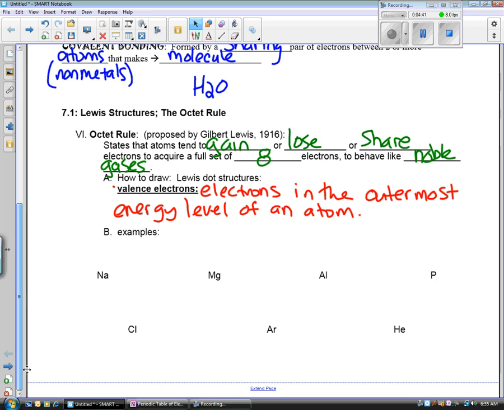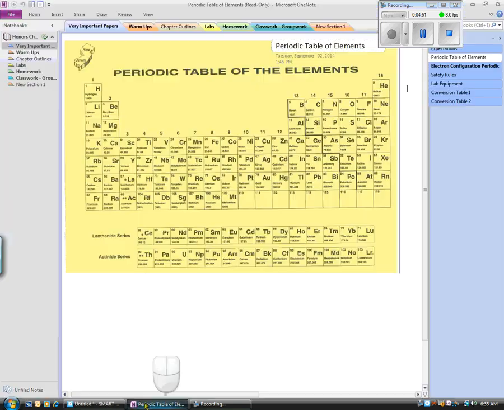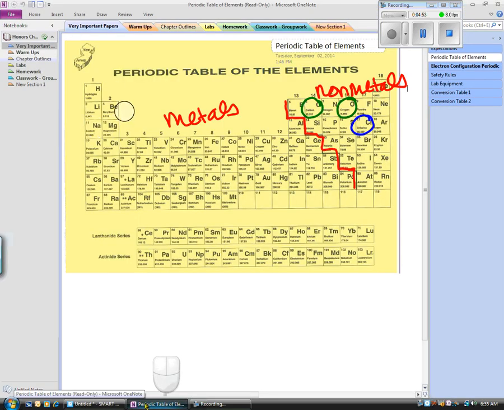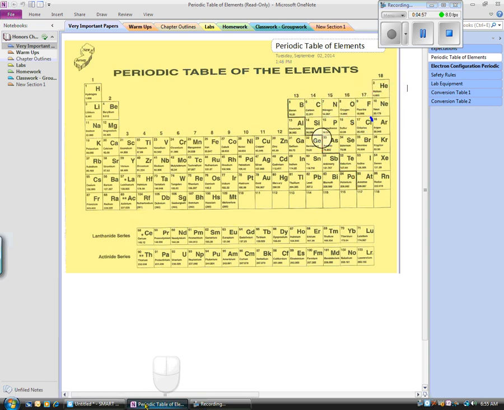So it's what Gilbert Lewis put together, something called Lewis structures. Ways of showing how many valence electrons there are in each of these atoms, because they're the only ones that are involved in bonding. So on our periodic table, I'm going to get rid of this, I can show you exactly how many valence electrons each one has. And it's really, really easy if you can count to eight.